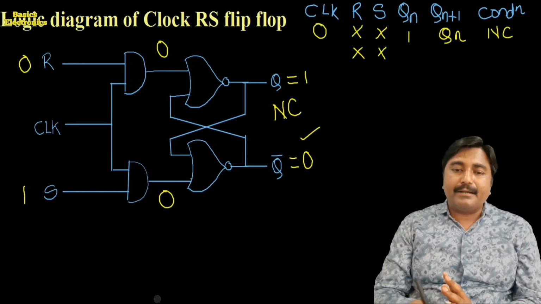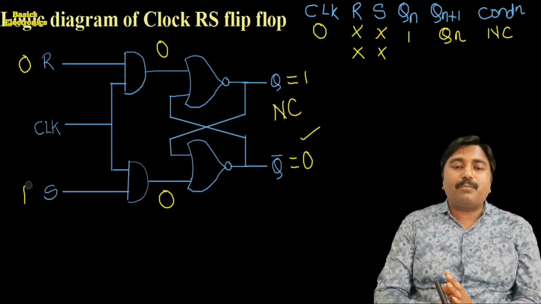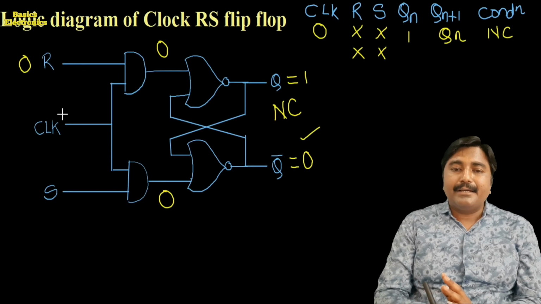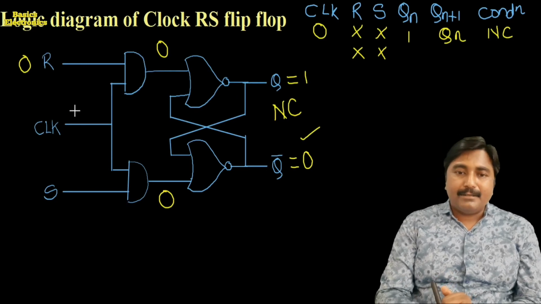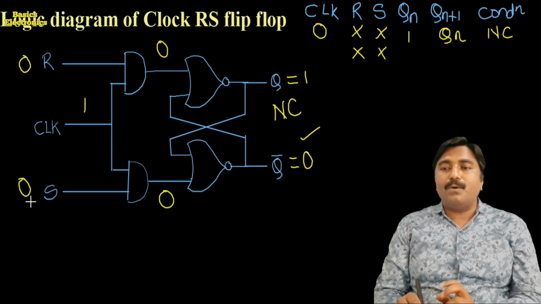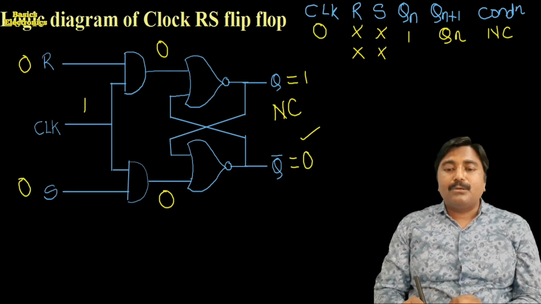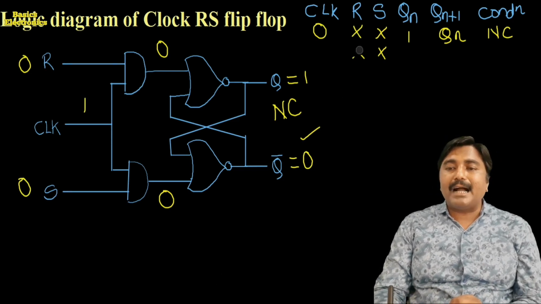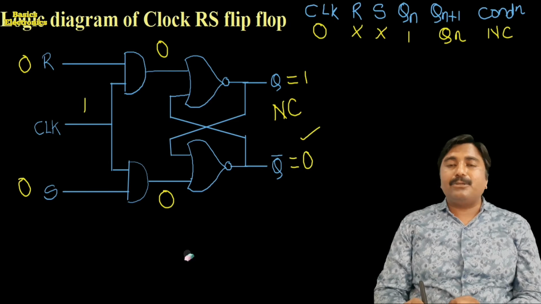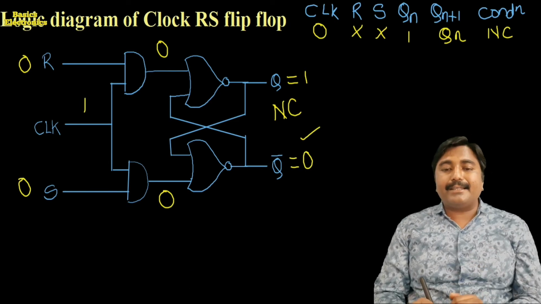Now suppose here the clock pulse is equal to 1. The clock pulse is having its high time period. Means the clock pulse is equal to 1, R is equal to 0, S is equal to 0. Then what do we get here? We get again the no change condition. How do we get the no change condition?